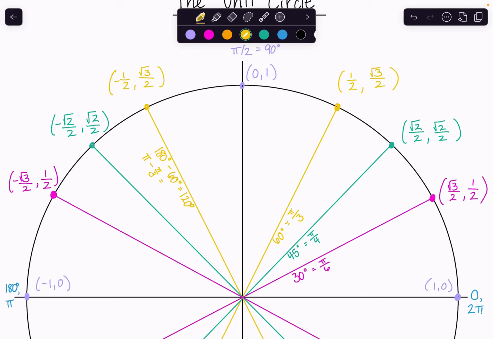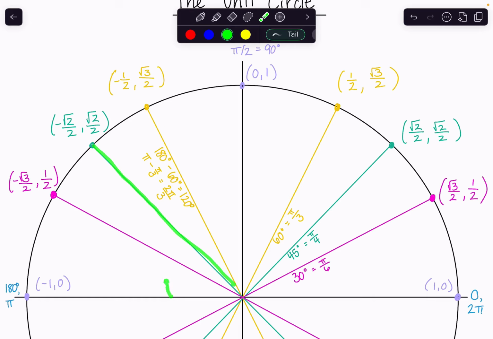So hopefully you can deal with these fractions, but that's 3 pi over 3 minus pi over 3. This angle in radians is 2 pi over 3. So cosine of 2 pi over 3 is negative a half. Sine of 2 pi over 3 is root 3 over 2.